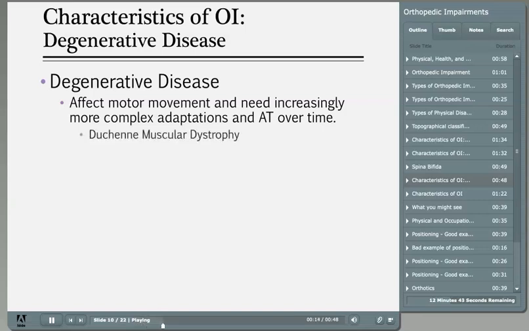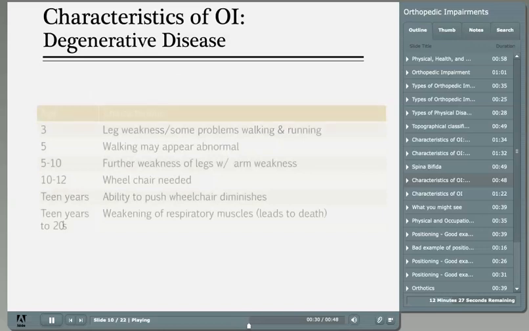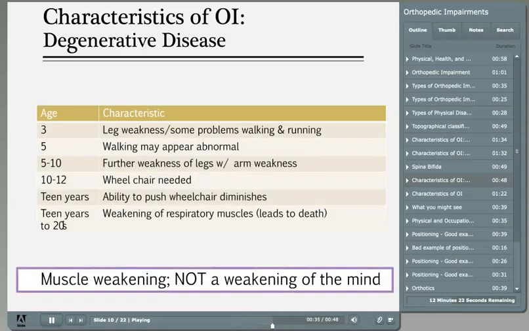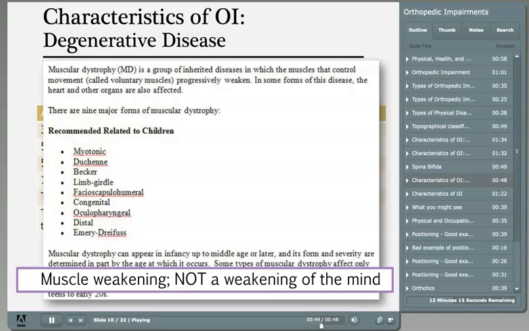Many Introduction to Special Education textbooks talk about Duchenne muscular dystrophy, which is one of the most severe forms of muscular dystrophy. This disease is marked by progressive muscle weakness, which leads to death between the teen years and 20 years. It is important to remember that this disease causes a weakening in the muscles, not the mind. Unless there is some other impairment, a student with muscular dystrophy will not need support to learn academic material. There are 9 other major types of muscular dystrophy that cause progressive weakness.